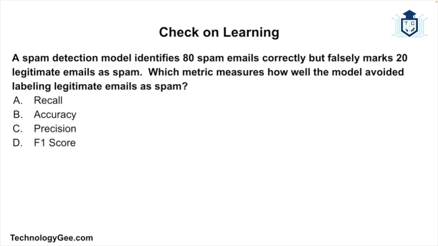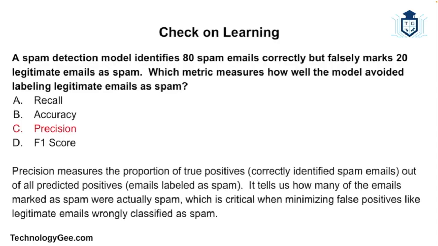Next question. A spam detection model identifies 80 spam emails correctly, but falsely marks 20 legitimate emails as spam. Which metric measures how well the model avoided labeling legitimate emails as spam? Would this be recall, accuracy, precision, or the F1 score? And the correct answer is precision. So precision measures the proportion of true positives, or correctly identified spam emails, out of all predicted positives, or emails that are labeled as spam. It tells us how many of the emails marked as spam are actually spam, which is critical when minimizing false positives like legitimate emails that are wrongly classified as spam.